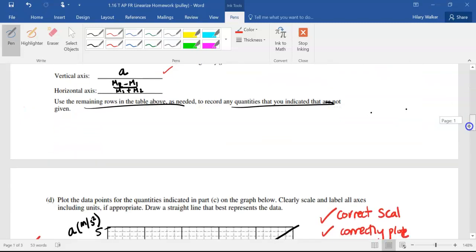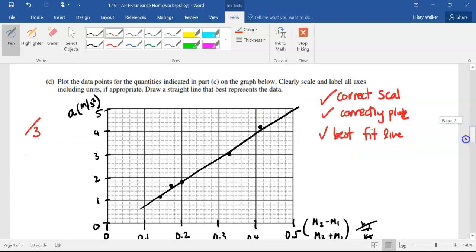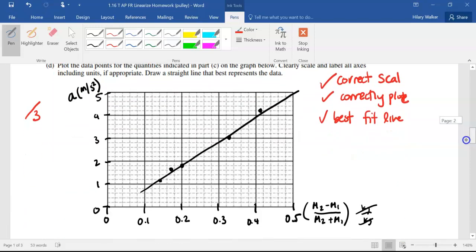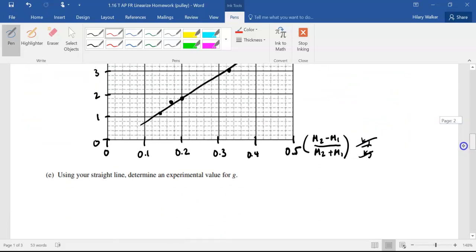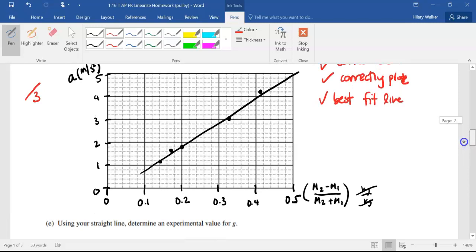Okay, so I went ahead and wrote down what the points were for that one. Let's go ahead and go to the last part. For E, using your straight line, determine an experimental value for g. Keep in mind, anytime it says using your straight line, you are going to have to find the slope of that line. So let's go ahead and do that. I'm going to write E to the side.